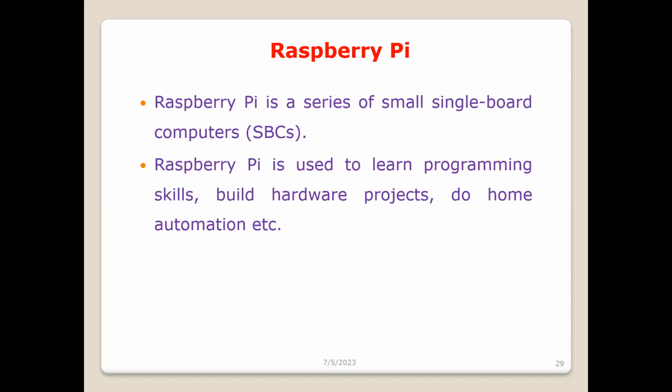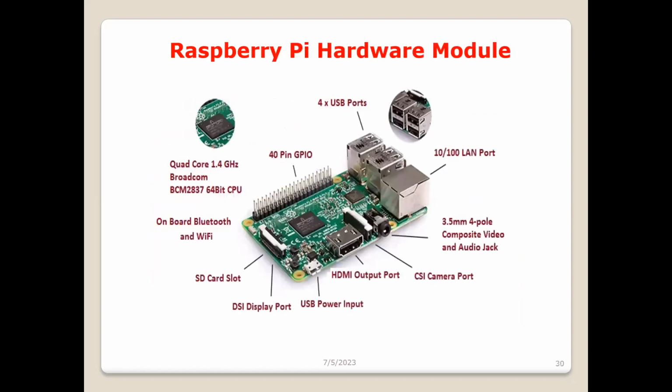Next, we are using another controller, the Raspberry Pi. So Raspberry Pi is a series of small single board computers. It is used to learn programming skills, build hardware projects, and do home automation. This is the hardware module. So mainly Raspberry Pi is used to learn programming skills and build hardware projects.